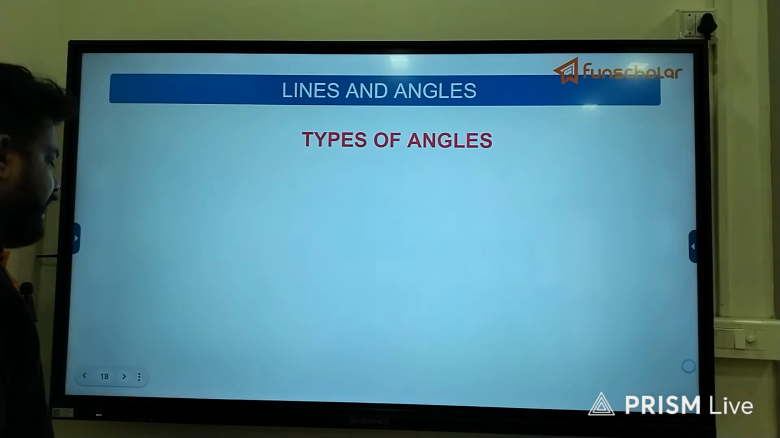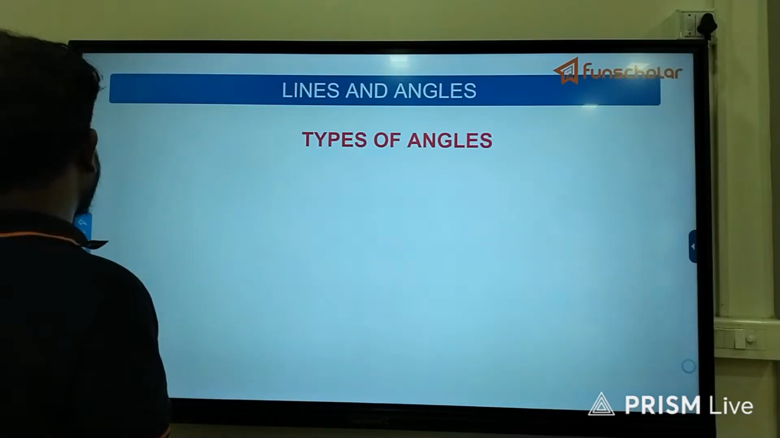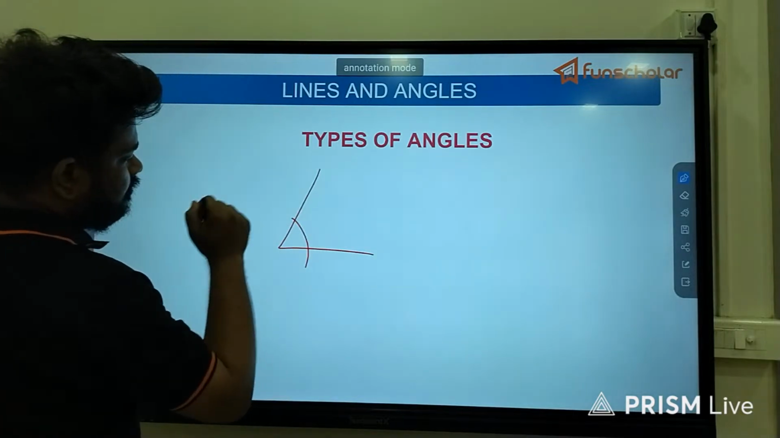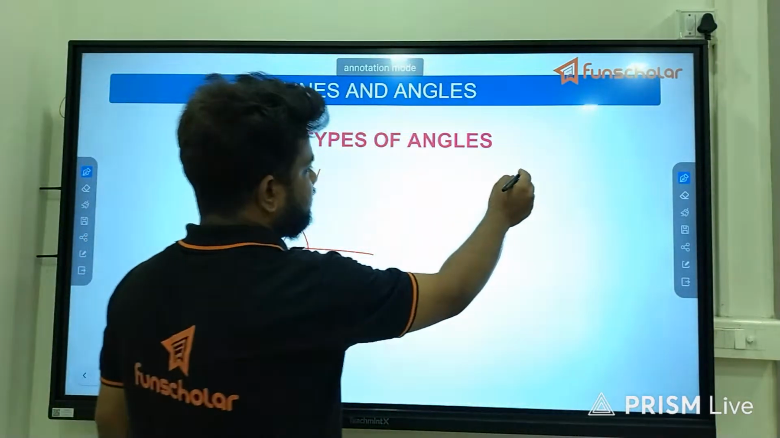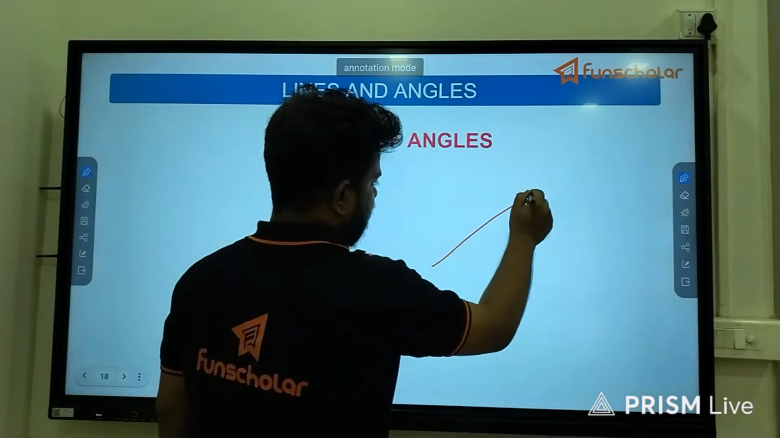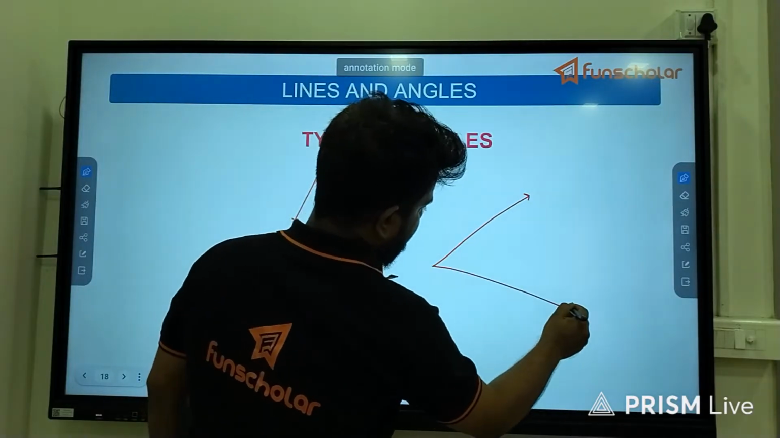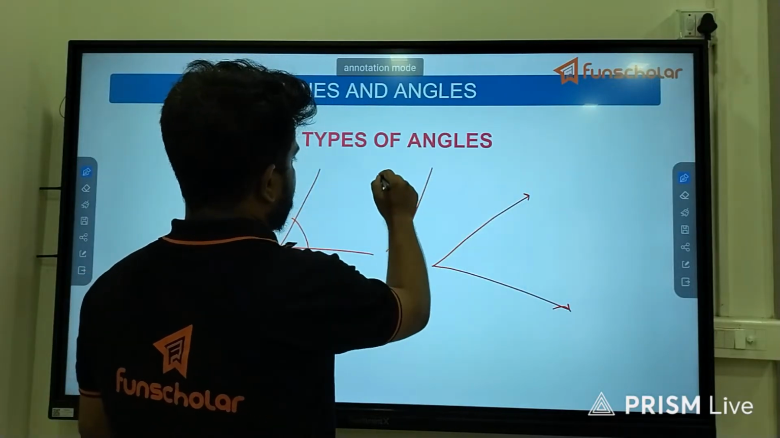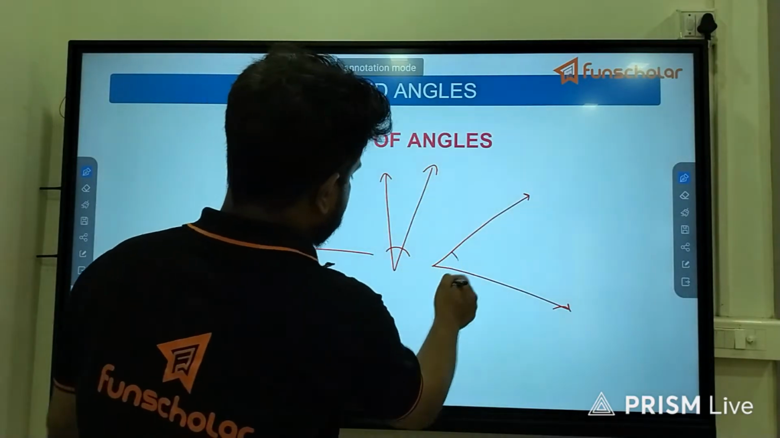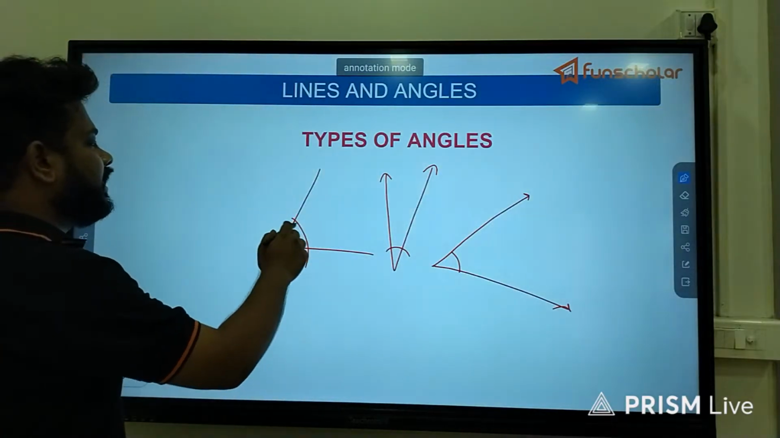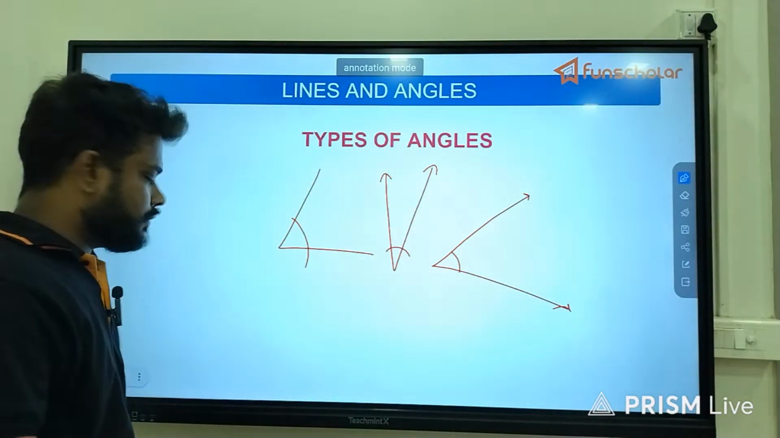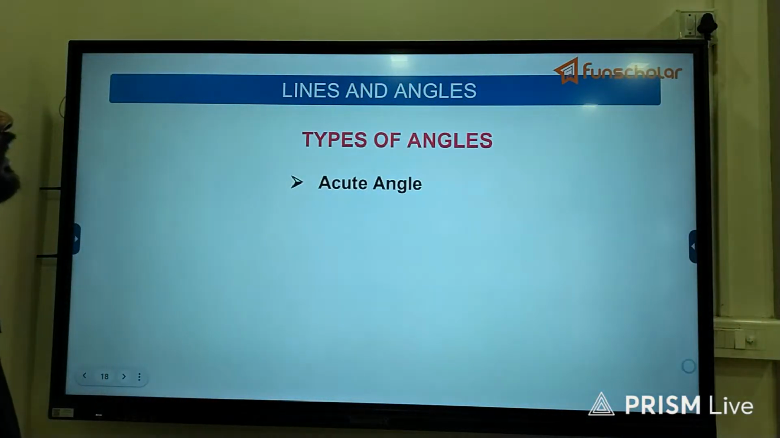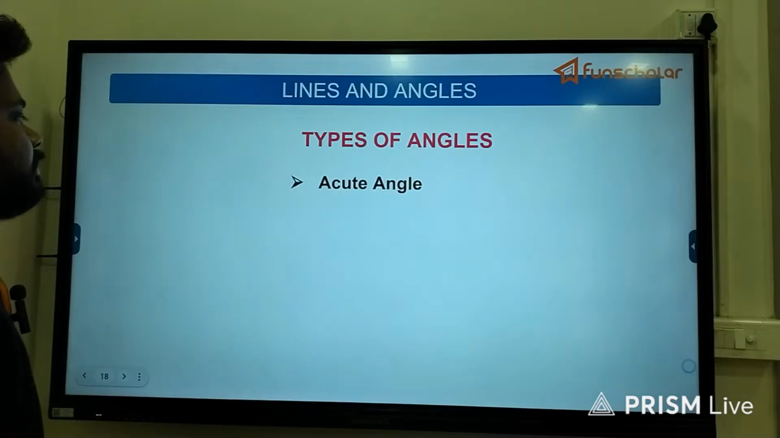Now come to the angles. If I generally talk about angles, anything where two rays meet at one point makes an angle. Like this angle, and we generally note it with a curved line. Okay, and now learn about types of angles.